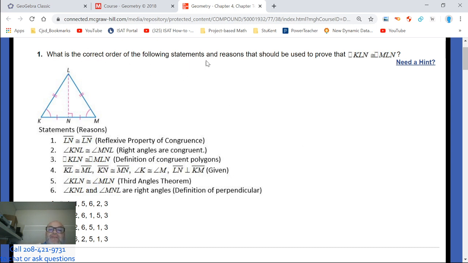So what is the correct order of the following statements and reasons that should be used to prove that triangle KLN is congruent to triangle MLN? So KLN and MLN. How can I prove that? Well, the first statement says that LN is congruent to itself by the reflexive property. So that's going to be true.